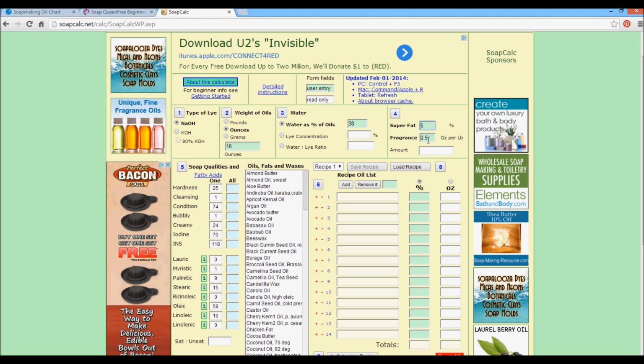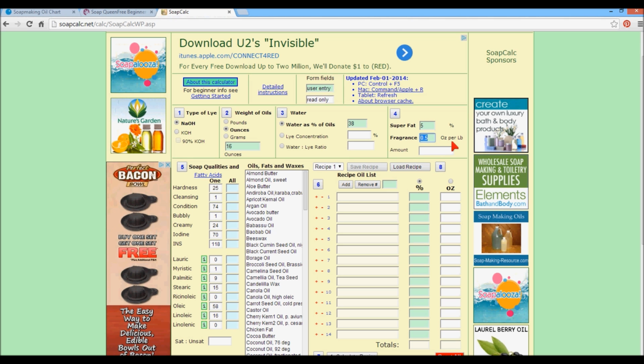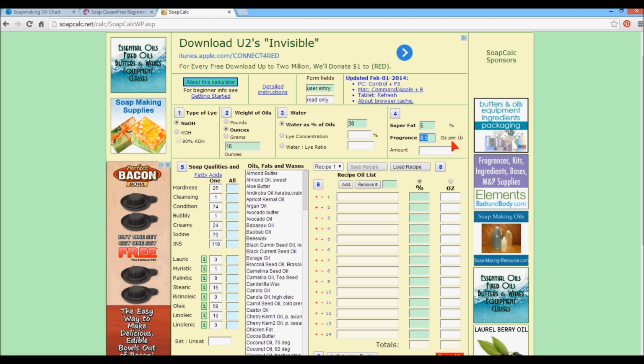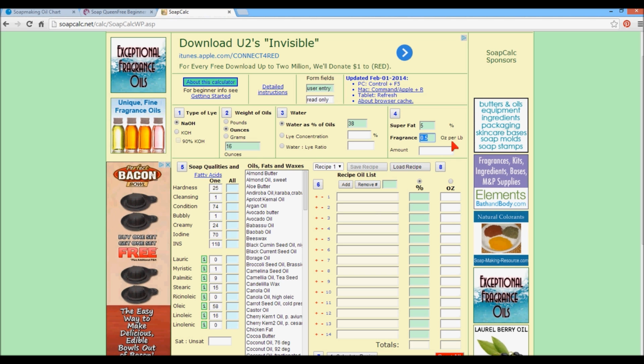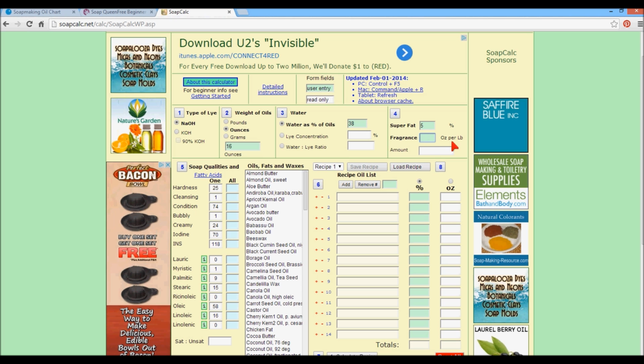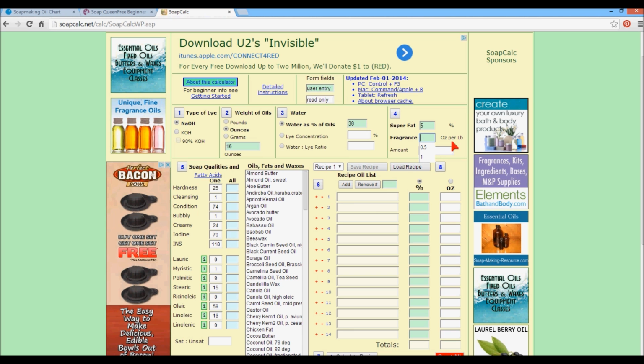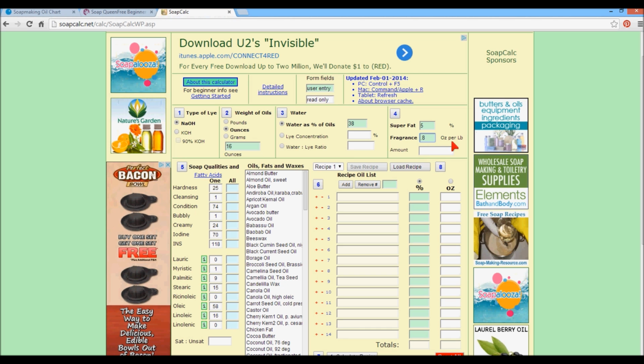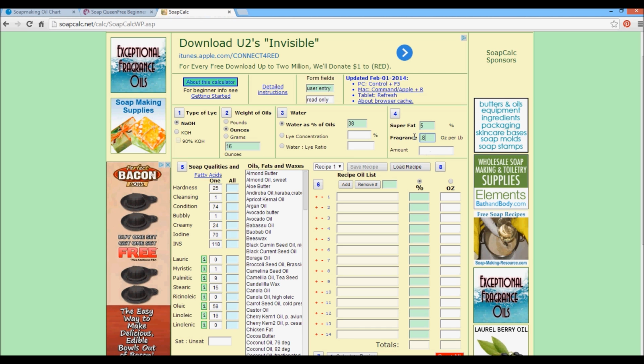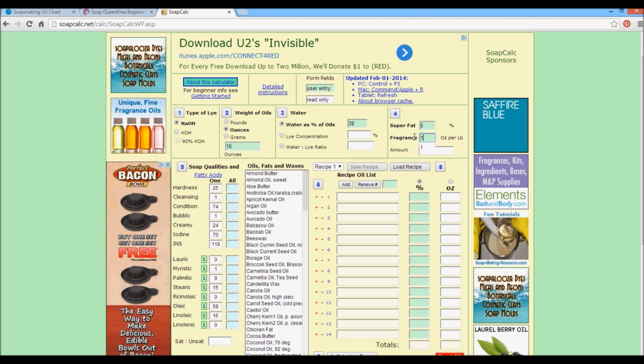Now for your fragrance, ounces per pound. This is per pound of oil, not per pound of soap. I like to go about 0.8. Sometimes I'll go a full ounce per pound if it's a weak scent, it just depends.